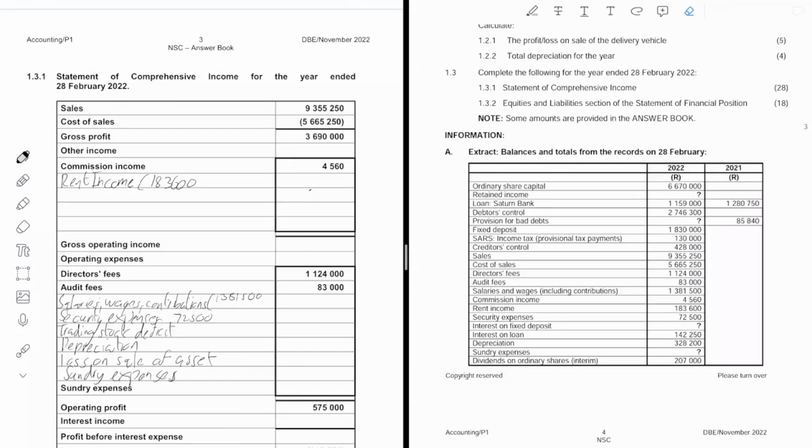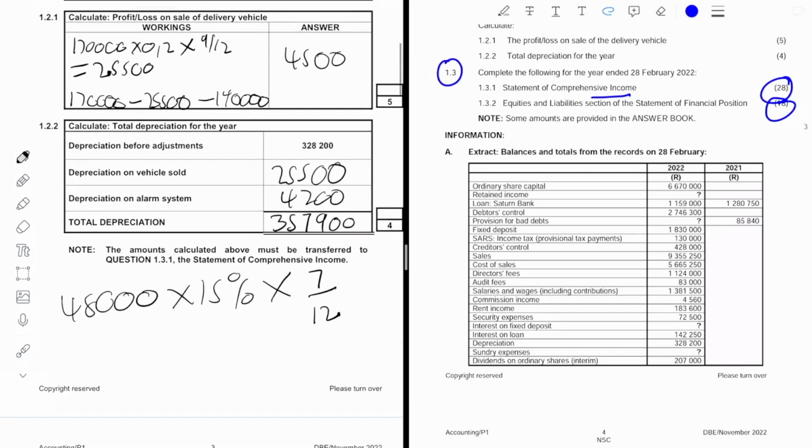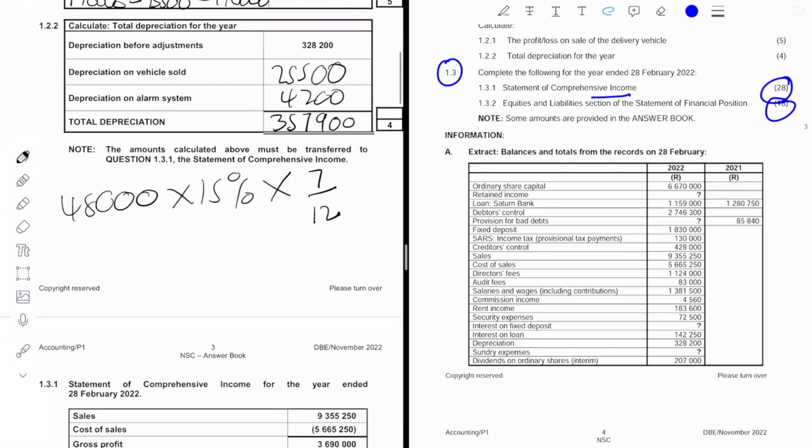Okay, so the first few calculations was a nice warm up, but now we're getting into the business end of this question with question 1.3. And here they're asking us for 1.3.1 and 1.3.2 to complete the statement of comprehensive income, and that is 28 marks, and then just the equities and liabilities section of the statement of financial position, and it's quite a big 18 marks. So if you look here, they say, note that the amounts calculated above must be transferred to question 1.3.1, the statement of comprehensive income. So they were quite nice to let us know that here, but if not, remember that you do need to transfer those figures.